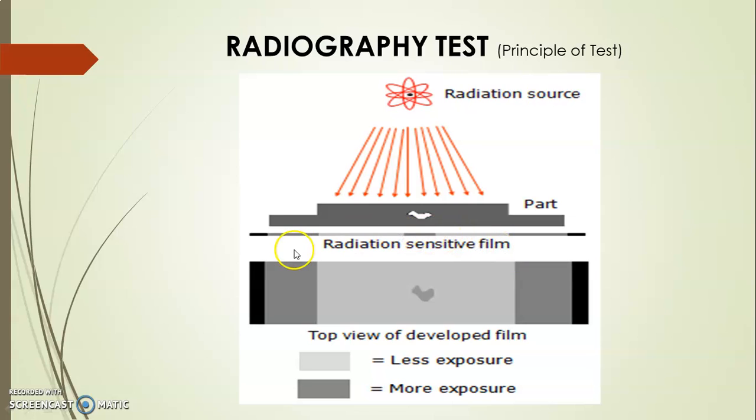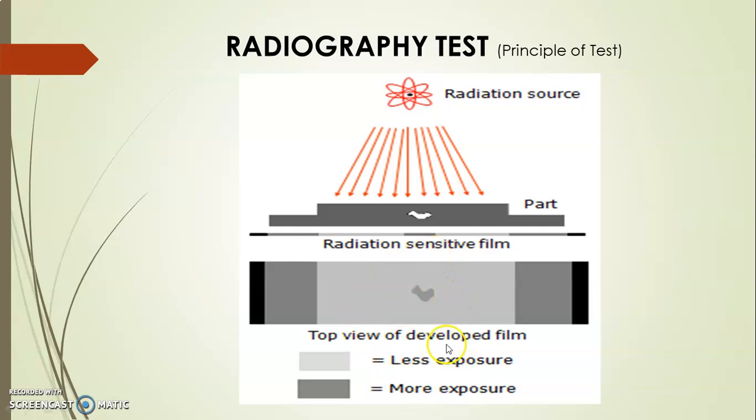There is one film you can observe here. This is the radiation sensitive film, from which it is possible to detect the position of the flaws, the size of the flaw, etc. And this is the developed film. Whatever film is shown here is the developed film, and through this radiation sensitive film we can observe the position of the flaws, and a developed film gives a permanent record of their occurrence.